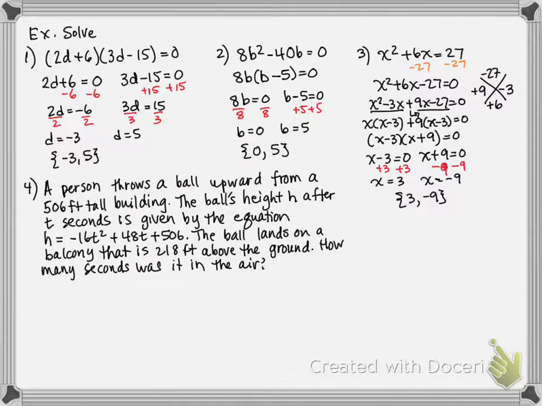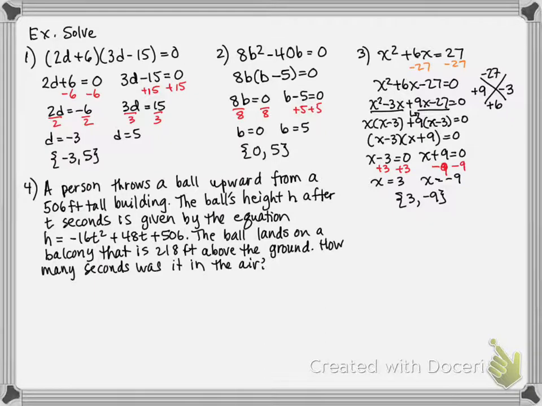A person throws a ball upward from a 506-foot tall building. The ball's height h after t seconds is given by the equation h equals negative 16t squared plus 48t plus 506. The ball lands on a balcony that is 218 feet above the ground. How many seconds was it in the air? So go ahead and take a moment, pause the video, and write the problem down.